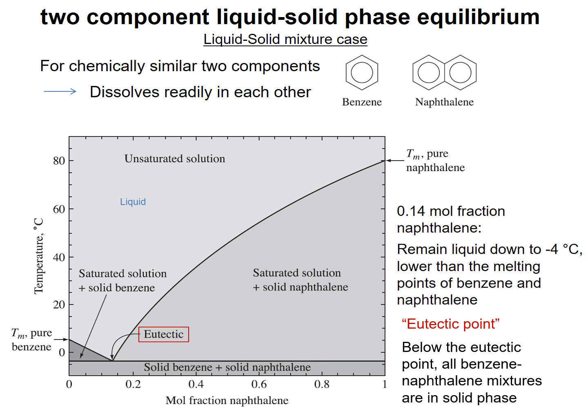Here is another example about the two-component liquid-solid phase equilibrium, the liquid-solid mixture case. Here we have two molecules. One is benzene, and benzene is liquid at room temperature. How about naphthalene? Naphthalene is solid at room temperature. They look similar to each other. So for chemically similar components, usually they are miscible or dissolve in each other readily. So we could expect one single-phase solution of benzene with naphthalene.